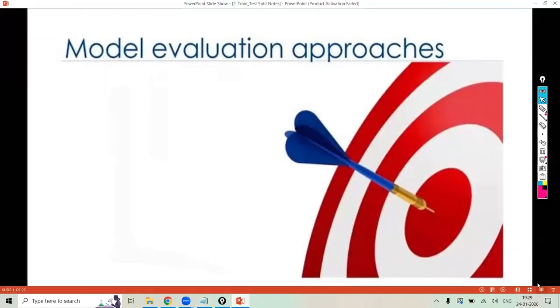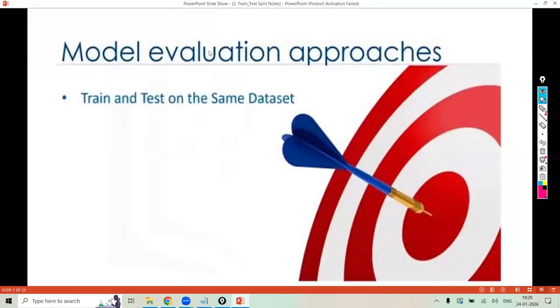Now, what is train test split? When it comes to the train test split, it is part of model evaluation. So here, first we are going to have the train test split. Why do we have to do the train test split?